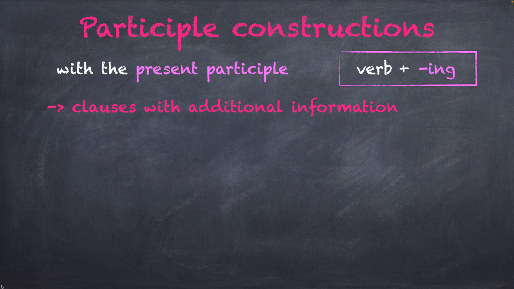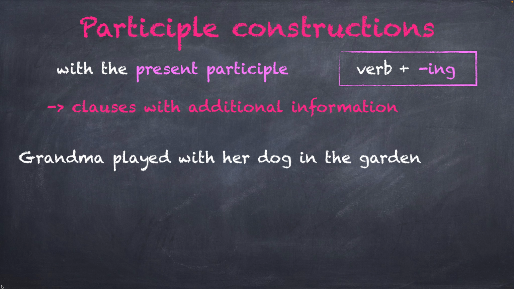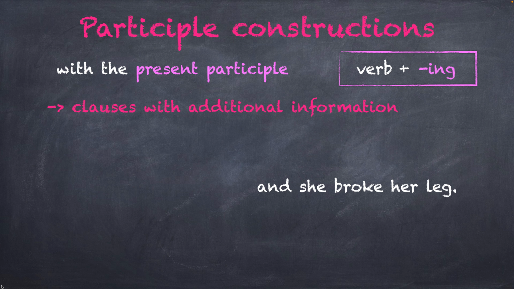Last example in clauses with additional information. Grandma played with her dog in the garden and she broke her leg. The main information here is she broke her leg. The additional information is grandma played with her dog in the garden. So we can replace this clause with playing with her dog in the garden and she broke her leg. Oh wait, now we have a problem, because now the end is not needed anymore, and we have another problem.